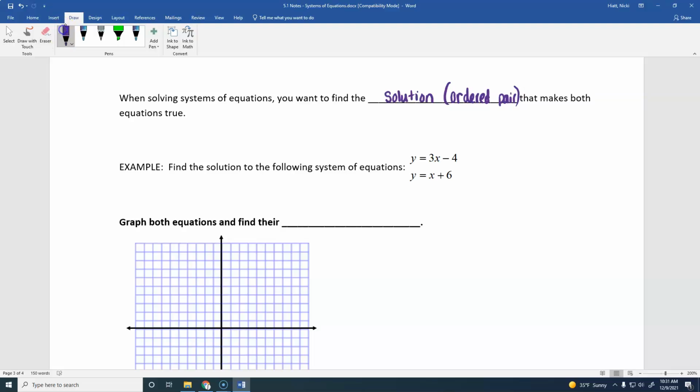All right, so Owen's guess, Marley has checked it. She says she thinks it's right. So if we check it, 11 equals 3 times 5 minus 4, which means 11 would equal 15 minus 4. Is that true? Yes. All right, and then over here we'd have 11 equals 5 plus 6. Is that true? Yes. So our solution for this is 5, 11.